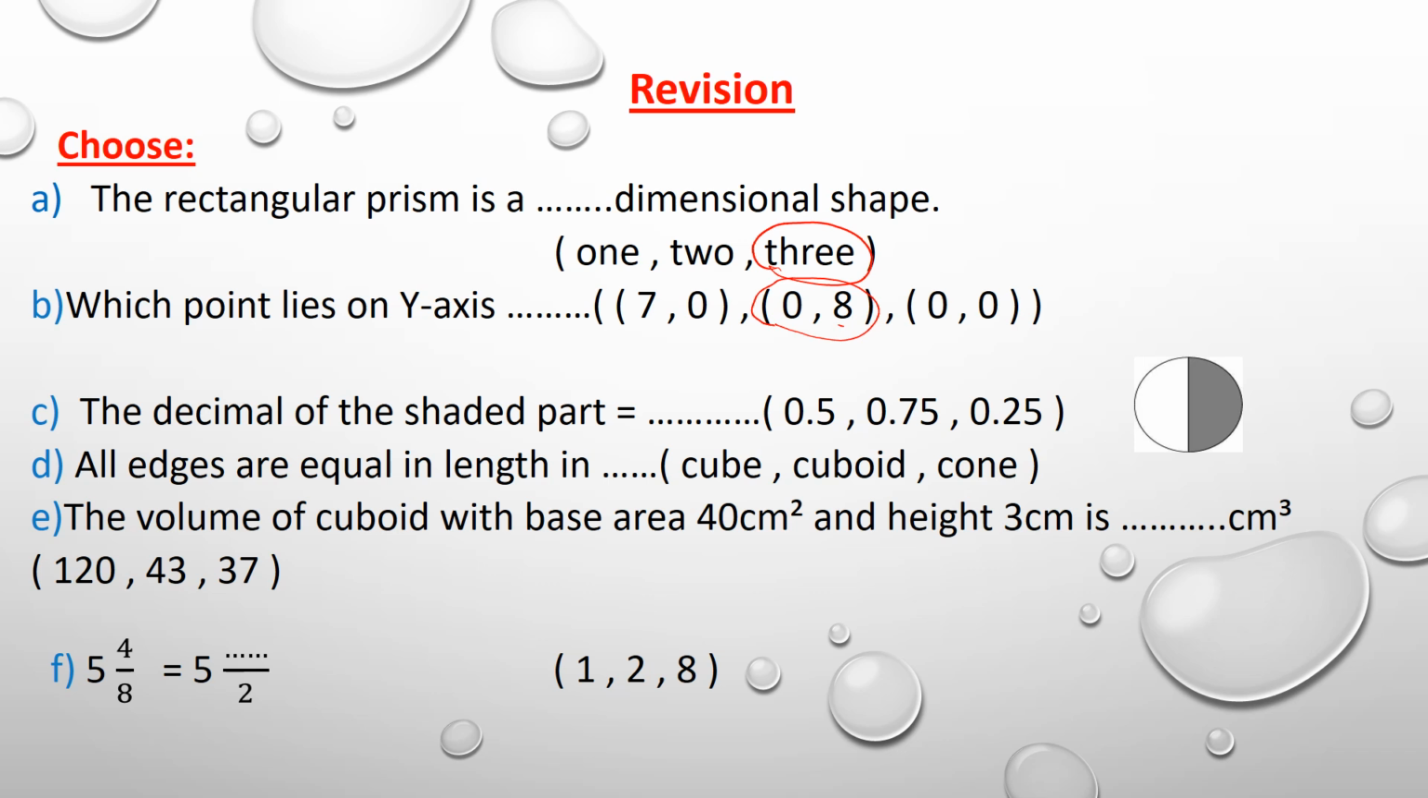Number C. The decimal of the shaded part equal dots. Here in the pie chart we have shaded, half shaded, and so it will be 0.5. All edges are equal in length in dots. Yes, cube.